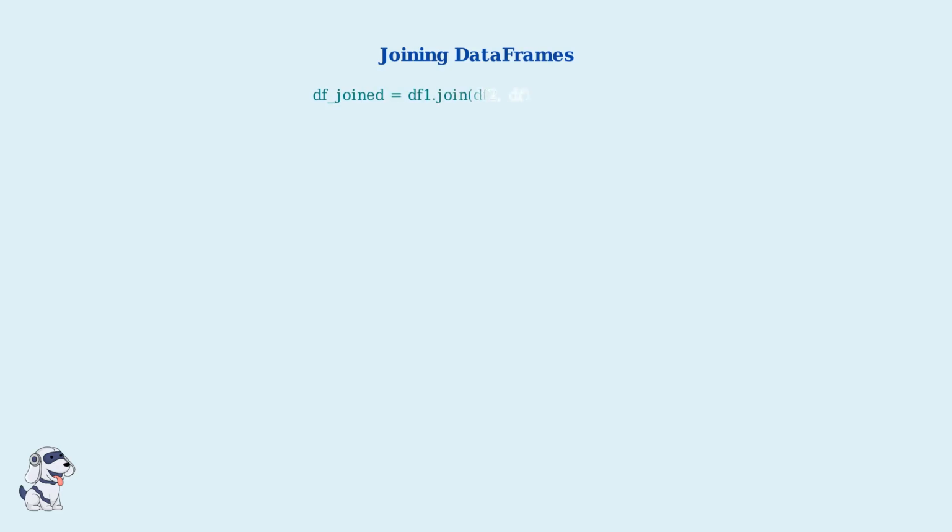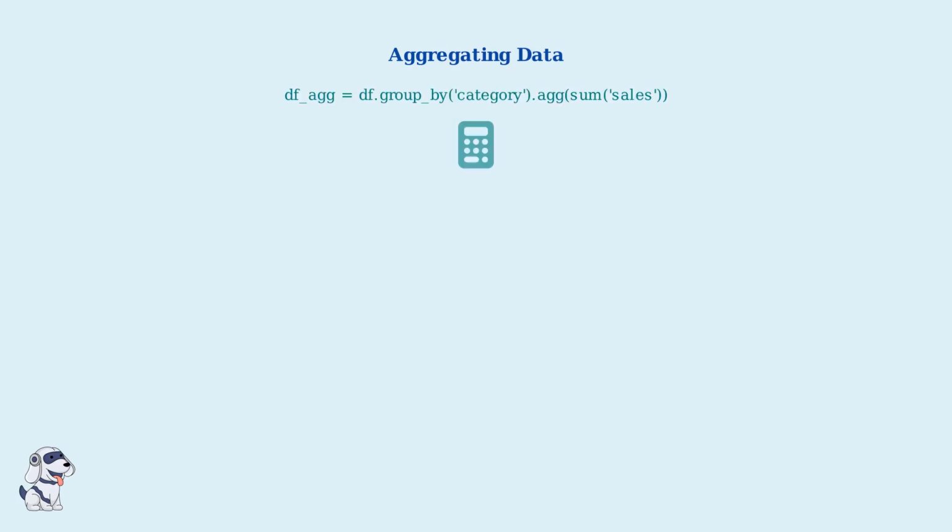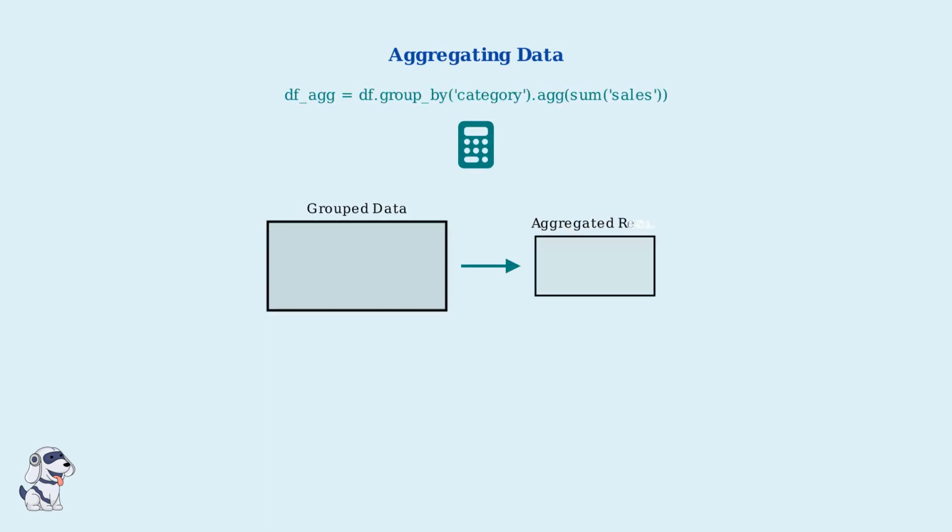Joining combines data from multiple data frames based on matching columns. Snowpark supports various join types like inner, left, and right joins, all executed efficiently within Snowflake. Aggregation combines data using functions like sum, count, and average.